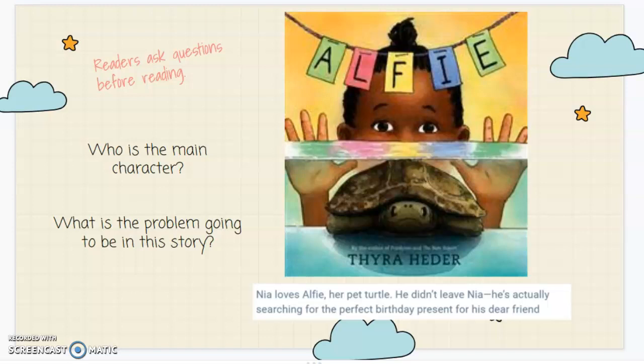Let me show you an example. Yesterday, we read the book Alfie. The book Alfie has a picture of a girl and a turtle on the front. And I could ask myself before reading, who is the main character? And what is the problem going to be in the story? Because most fictional stories have a problem and a solution. So those are two questions I could be asking myself just by looking at the front cover of this book.